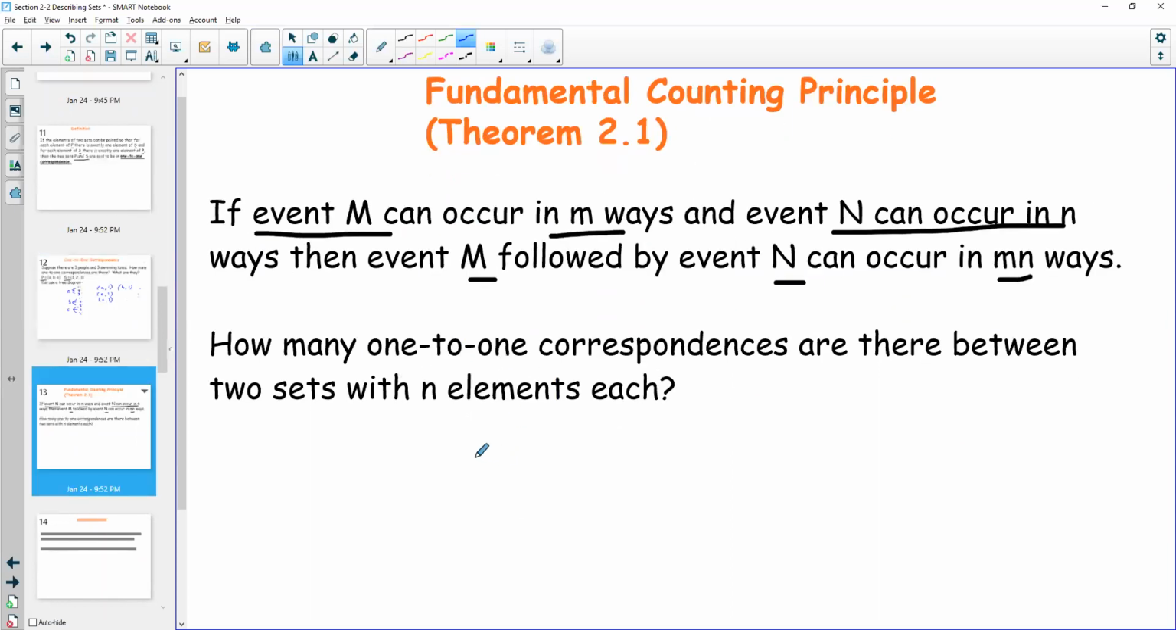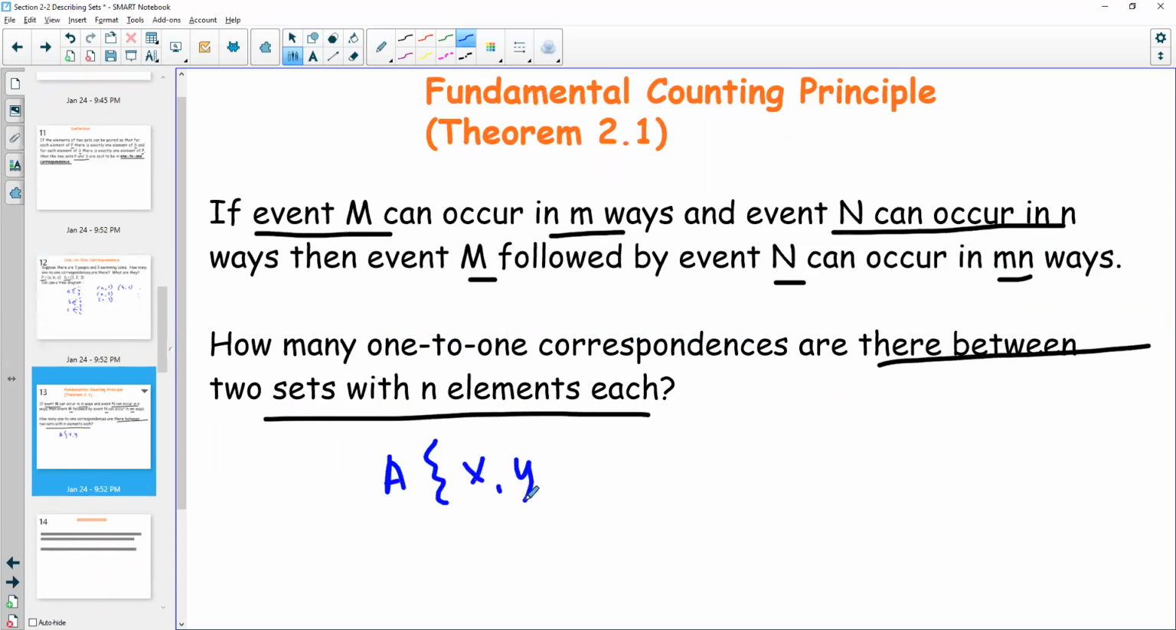Here, it says it's going to give us M times N. So there are 2 sets, it says, with 2 elements each. So let's pretend. Let's have set A have X and Y in it. We're going to have set B, and it's going to have 1 and 2 in it.